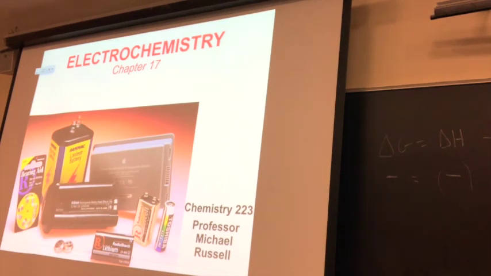So electrochemistry is nothing more than adding electricity, or the study of electricity, to chemical reactions. And even if my beloved delta G gives you a positive number, it might be possible to add some electricity and make the impossible possible.